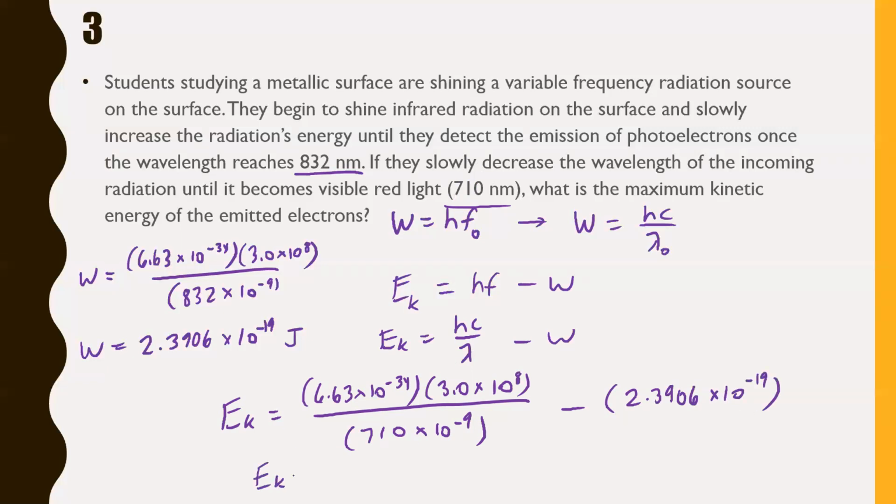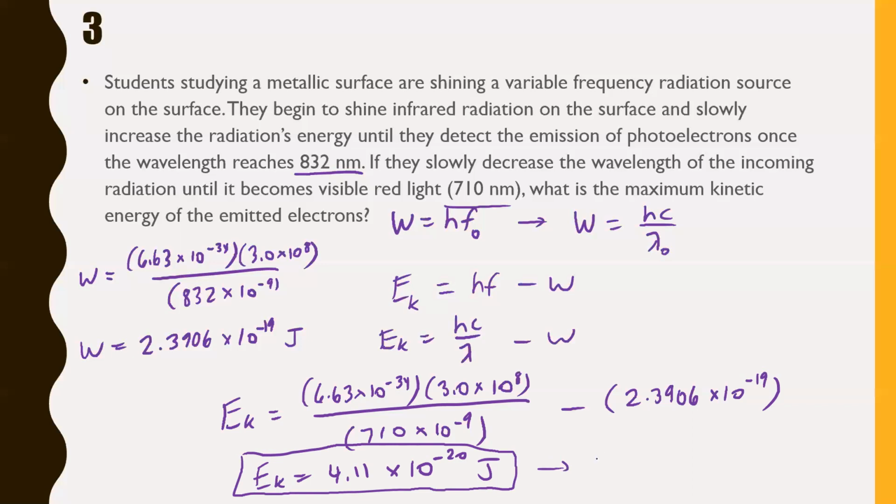Whew, all right, throw that in your calculator. I'll save you the trouble right now. It's going to be 4.11 times 10 to the negative 20 joules. That is the kinetic energy of the electrons that are going to be shot out of that photoelectric surface. Now, if you did this in electron volts, however, you are going to get a very different answer, and that's okay. Didn't say what units to put it in.